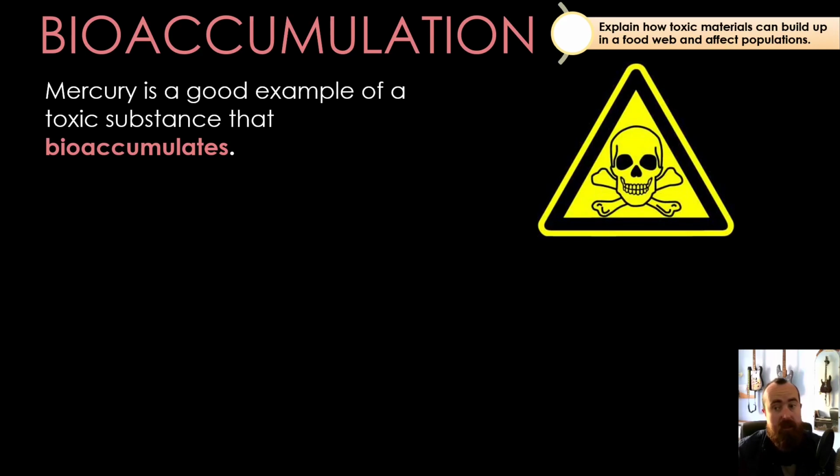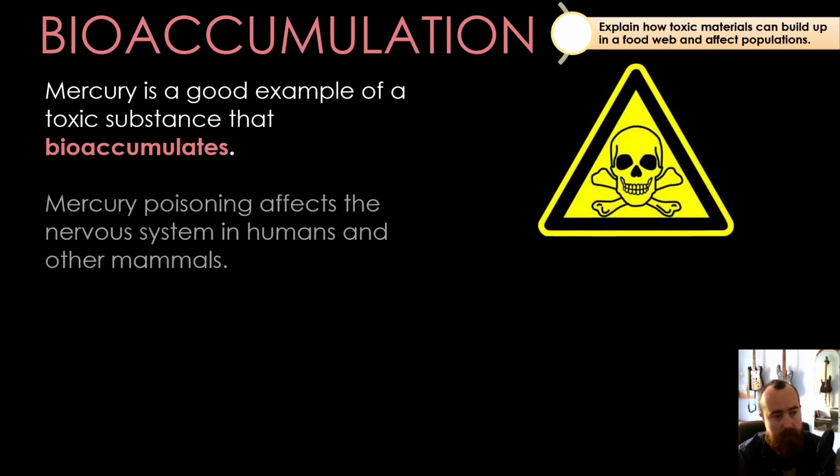Mercury is a pretty good example of a toxic substance that bioaccumulates, so that it builds up and increases in its amount inside living organisms. Mercury is that runny metal, the only metal that's a liquid at room temperature. Now, mercury poisoning, if you as a human being or any other type of mammal, will affect your nervous system. So it can make it difficult for you to move your muscles, it can make it difficult for you to see, it can damage your brain, it can do all sorts of nasty things to the parts of your body where the nerves are.